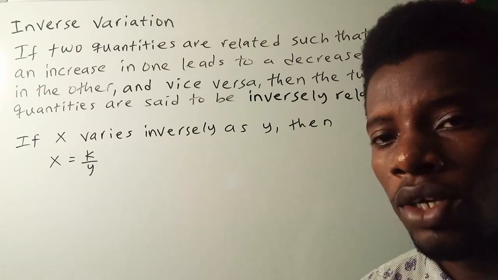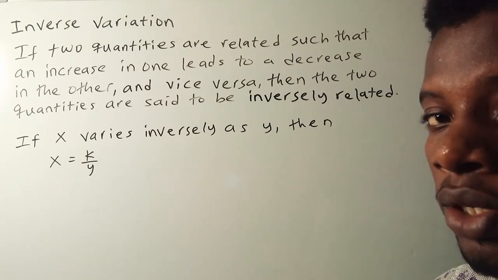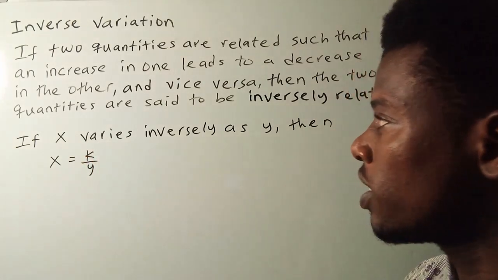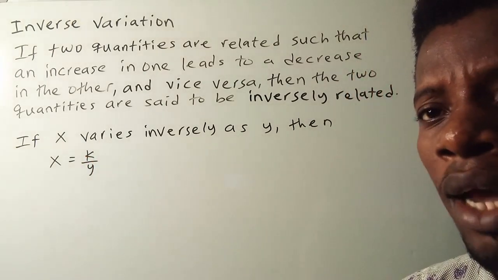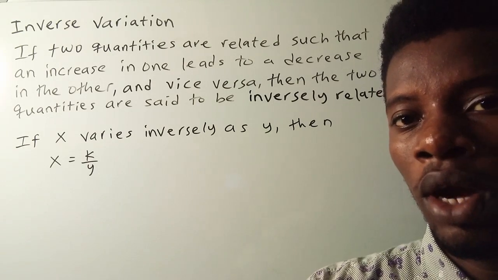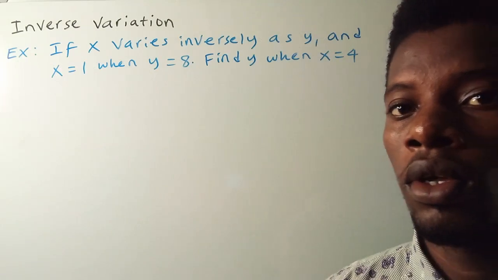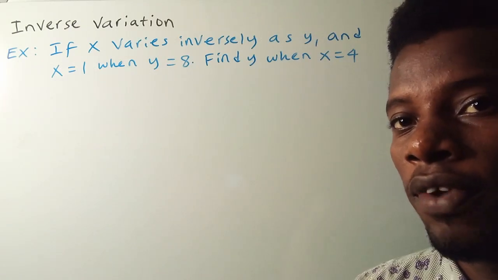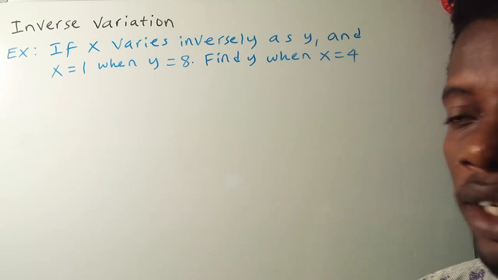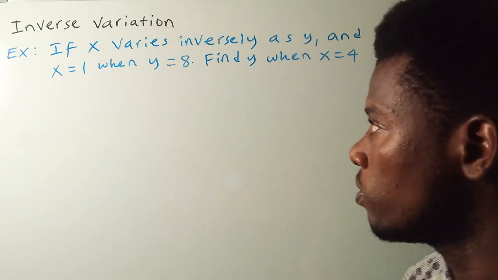Great. So x is equal to k over y is the mathematical representation of the statement x varies inversely as y. So let's look at an example, and then we will explain how this can be used to solve a particular problem. If x varies inversely as y and x is equal to 1 when y is equal to 8, find y when x is equal to 4.